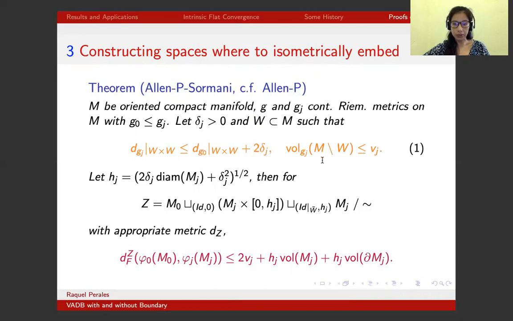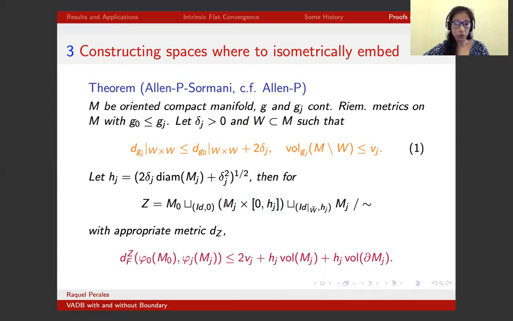So under these conditions, we will be able to construct a space. And this space looks like this. First, in this middle part, I have a cylinder like the one that I talked about in my previous parts of this talk. So it's Mj times an interval.